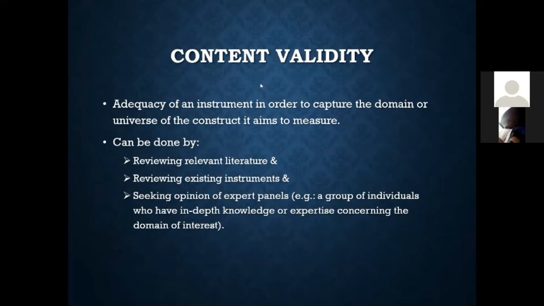Okay, so content validity is about the adequacy of an instrument in order to capture the domain or universe of the construct it aims to measure. Yeah? So it can be done by reviewing relevant literature and then reviewing existing instruments, and after that seeking the opinion of an expert panel. So an expert panel is a group of individuals who have in-depth knowledge or expertise concerning the domain of interest.